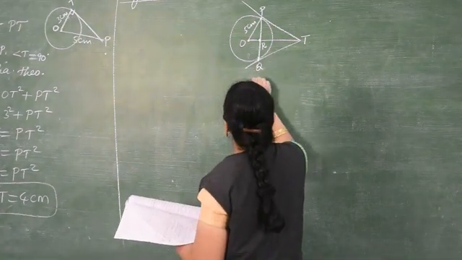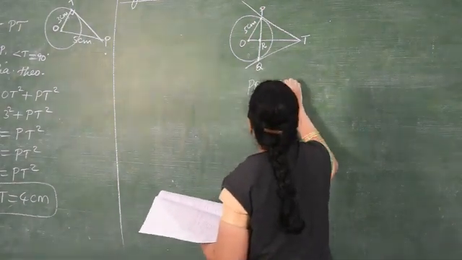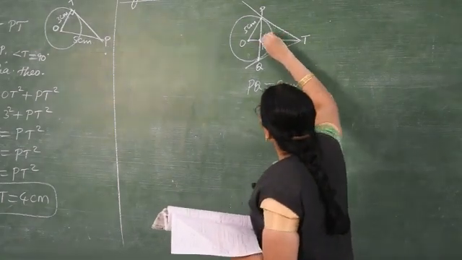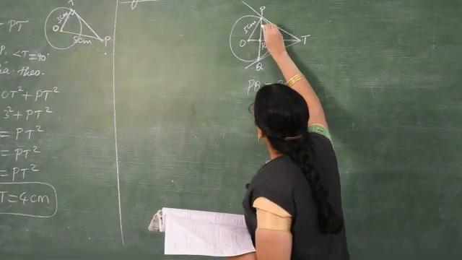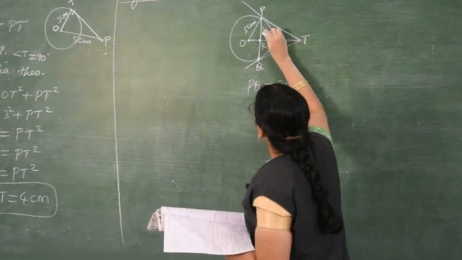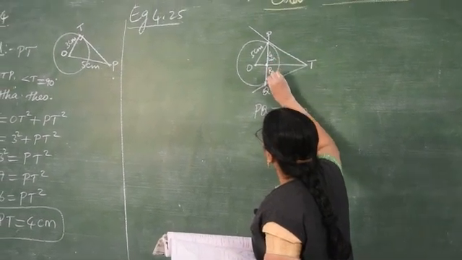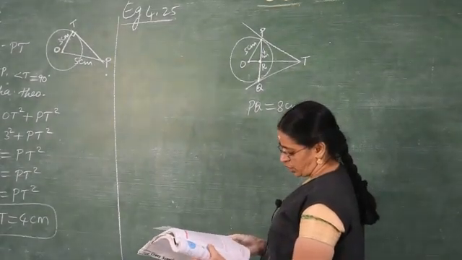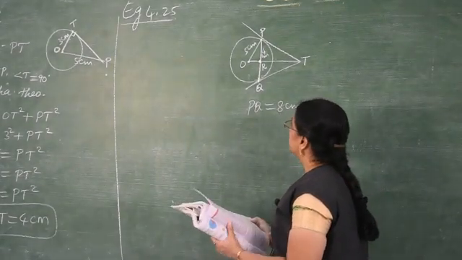PQ of length 8 centimeter is given, and being perpendicular, it will divide into 2 equal halves. So here it will be 4 centimeter and 4 centimeter. Now we need to find the length of the tangent PT.